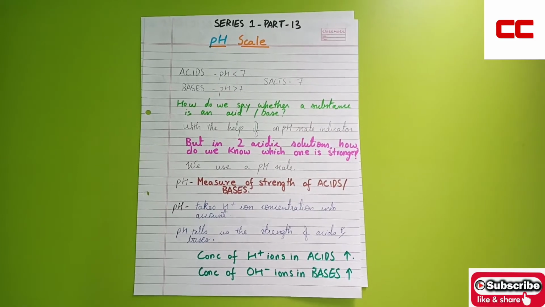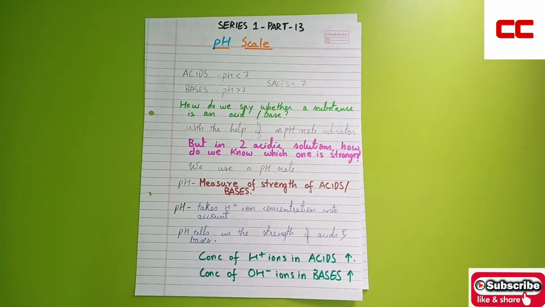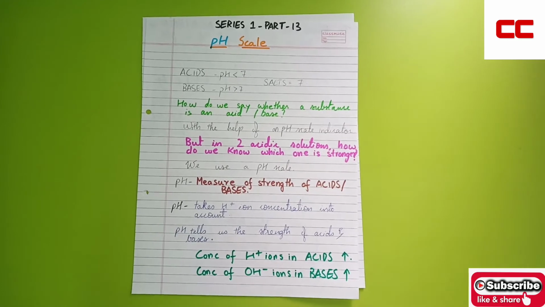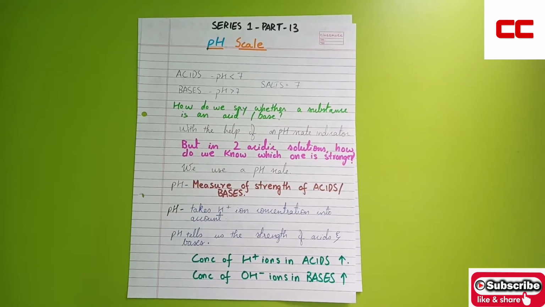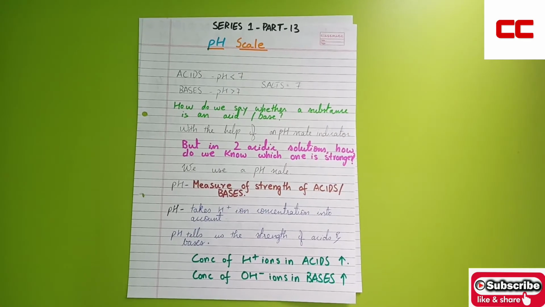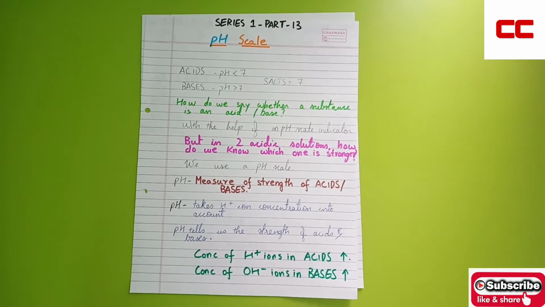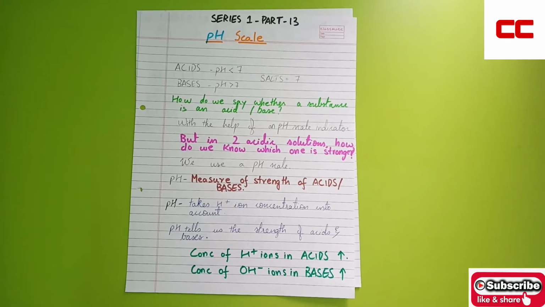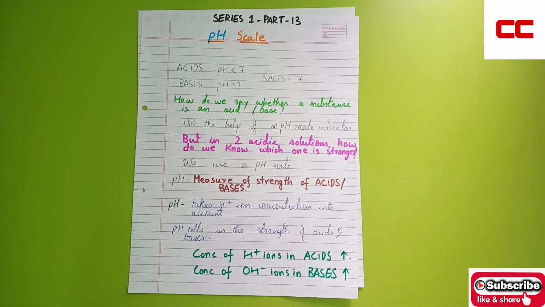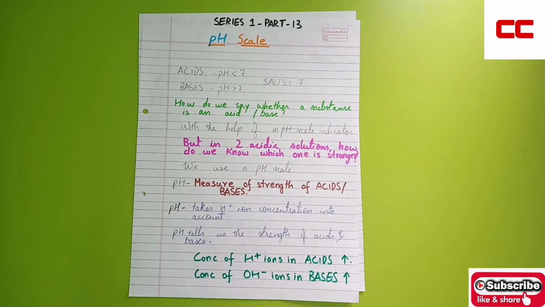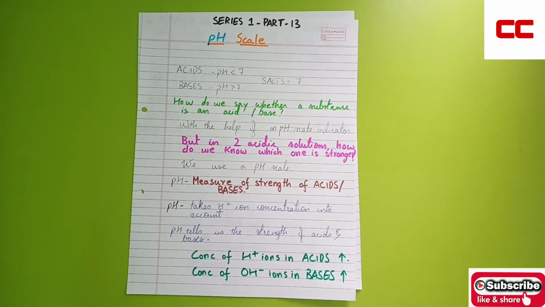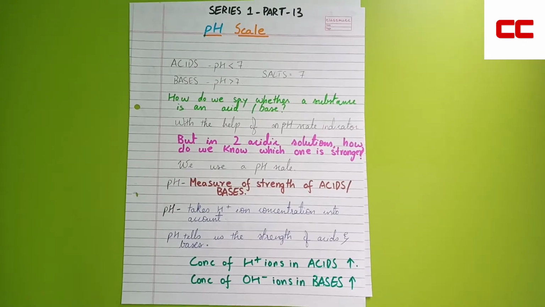So today we are going to discuss the pH scale in part 13 of series 1. And first, before discussing the pH scale, let us discuss acids and bases. As you all know, anything which has pH less than 7 is an acid, and pH greater than 7 are bases, and salts have exactly pH equal to 7, that means neutral.